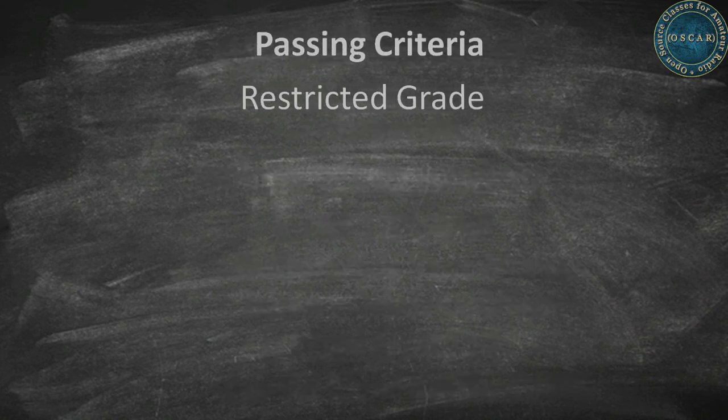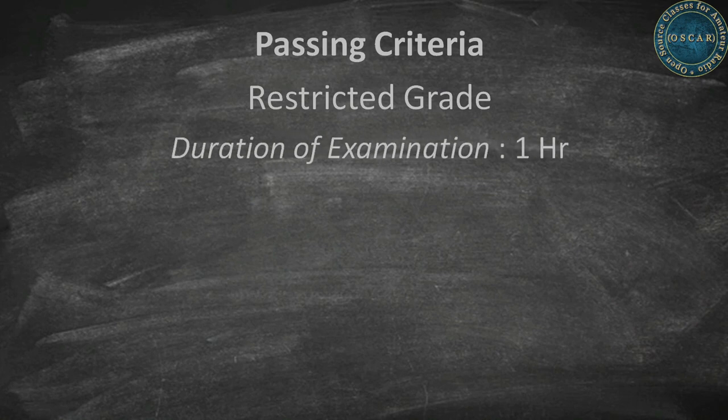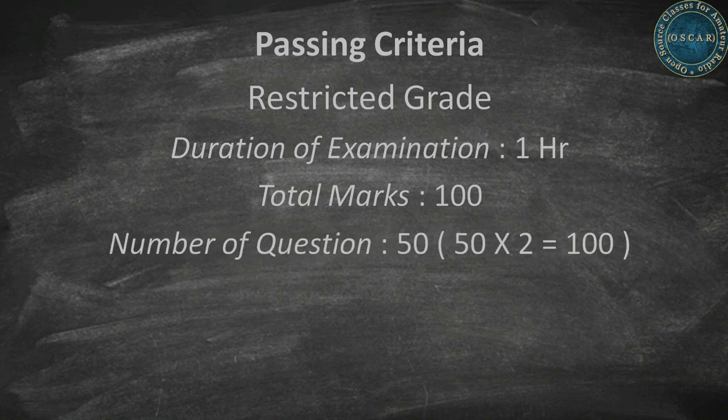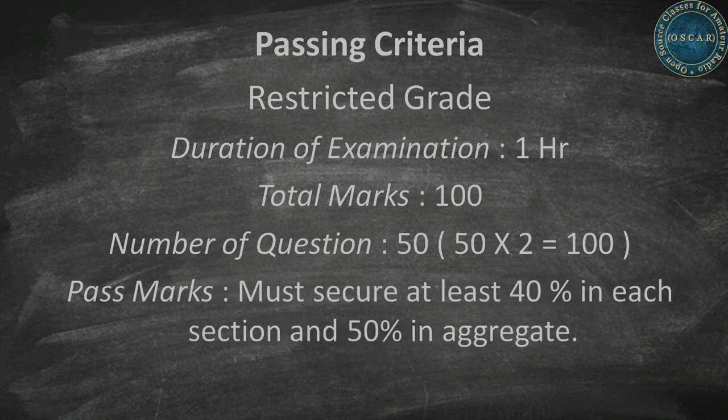Now let us know the passing criteria of restricted grade. Duration of examination is 1 hour. Total marks is 100. Total number of questions you will attempt is 50. 50 into 2, 100. Pass marks: student must secure at least 40% in each section, that is section A and section B, and 50% in aggregate.